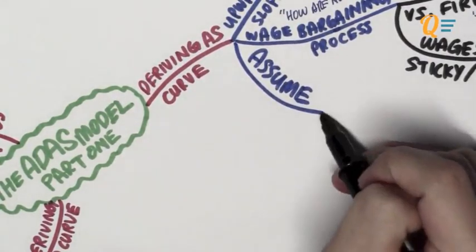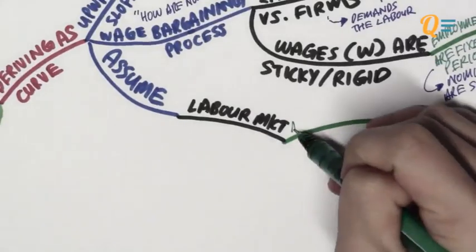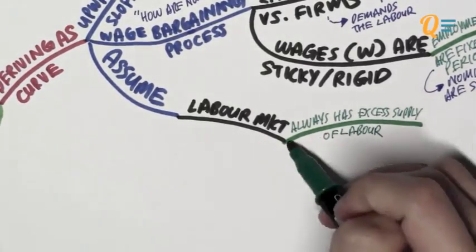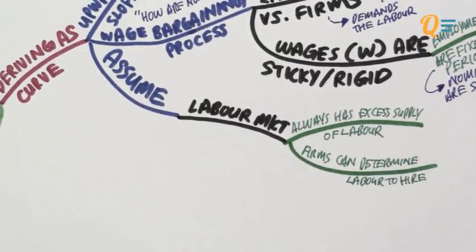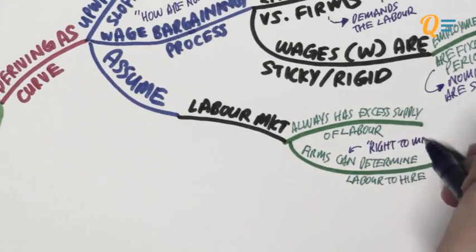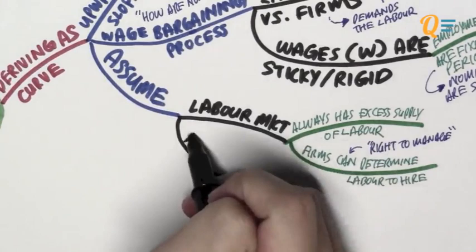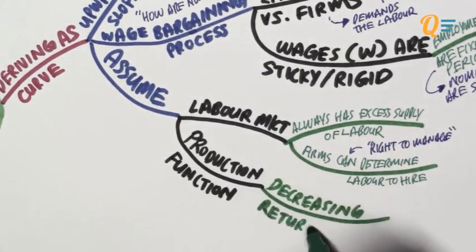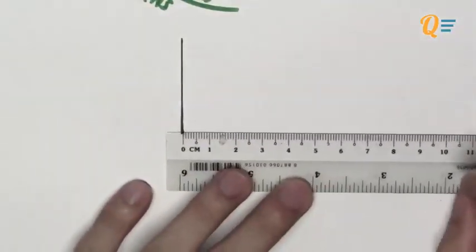I need you to assume two things. First, that in the labor market, there is always an excess supply of labor, so that firms can freely determine the amount of labor they want to hire. When this happens, we say that the firms have the right to manage. The second thing is that in the production function of this economy, there are going to be decreasing returns. So you're going to need two other graphs to derive your AS curve.